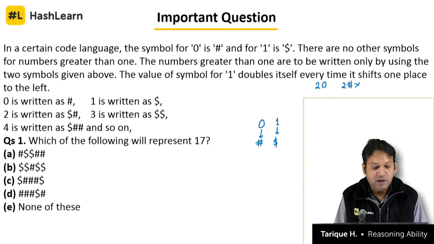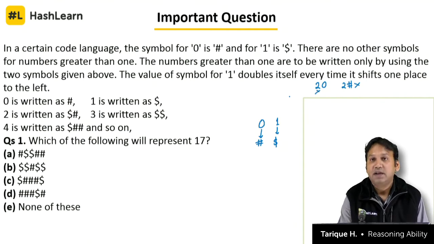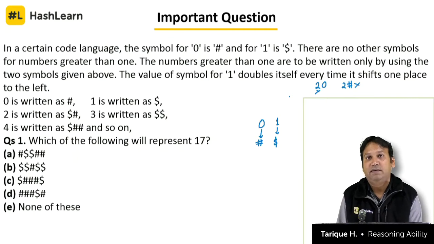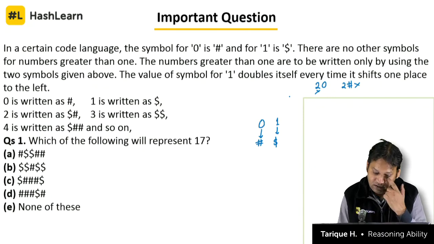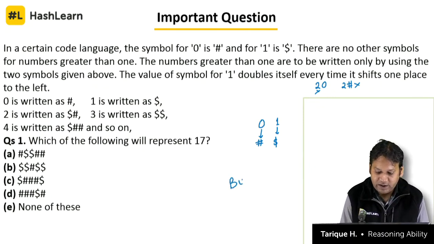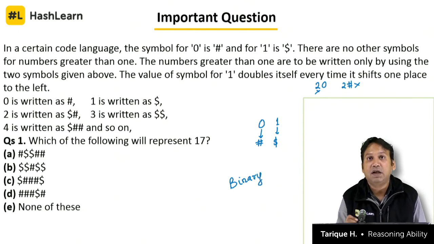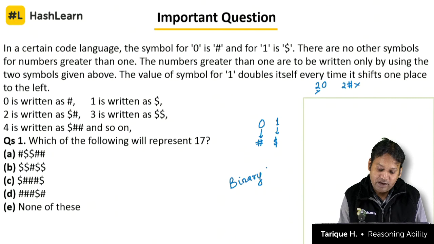There are no other symbols or numbers greater than 1. That means there is no 2, no 3, no 4, no 5, no 6. There are only 0 and 1. This should be a sufficient clue for you to know which type of number system this is. There is no number greater than 1, which means we only have 2 digits, 0 and 1. And what kind of system are we talking about? Binary, right? The question is indirectly telling you to think and come to the conclusion that we are talking about the binary number system.